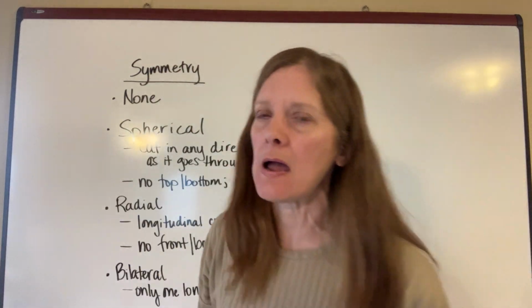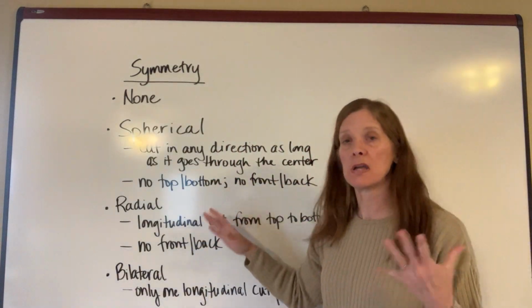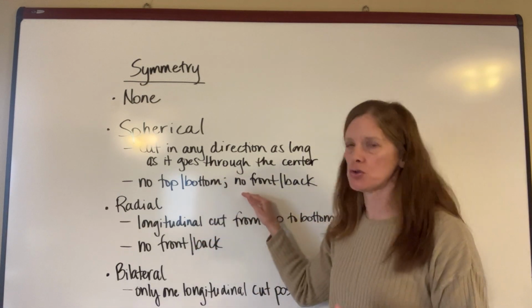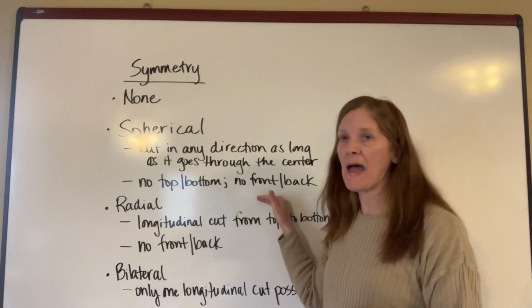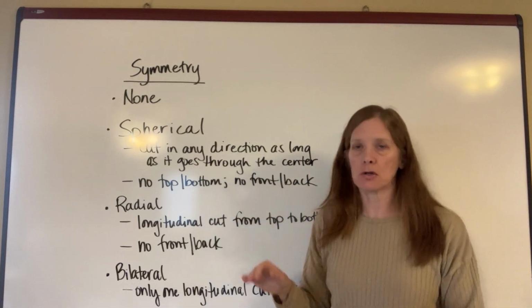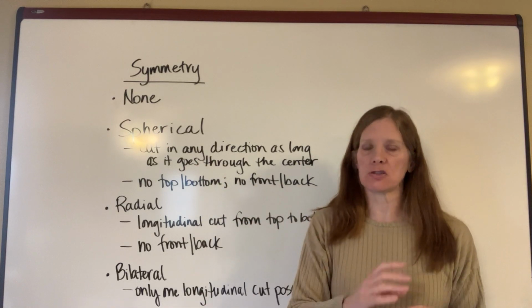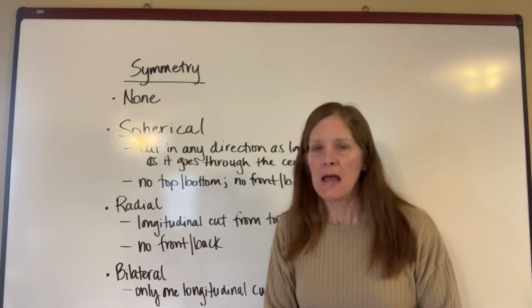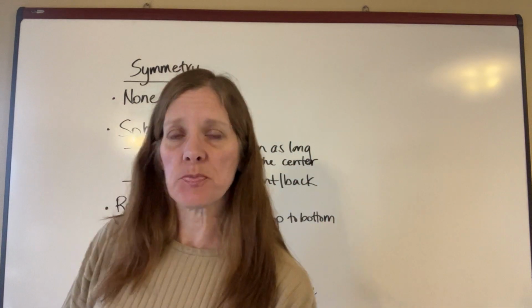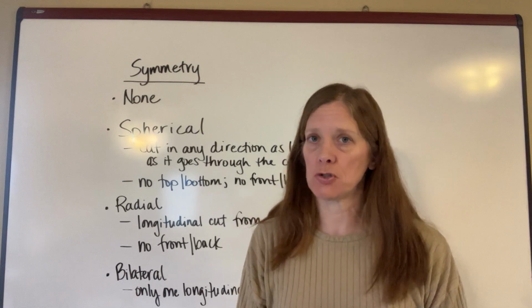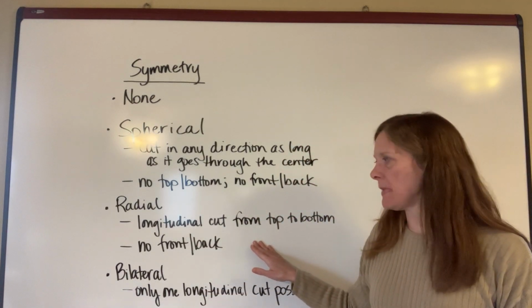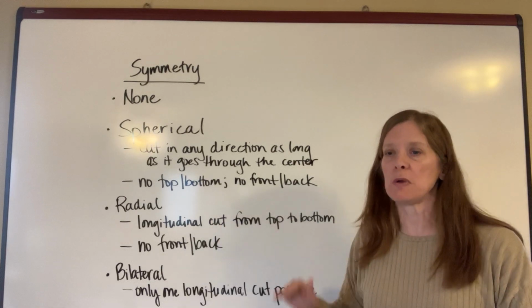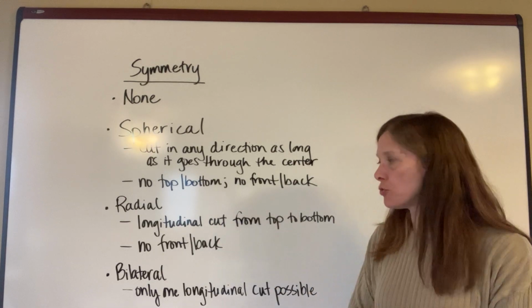So any object or any creature that has spherical symmetry is really not going to have a top or a bottom. They're not going to have a front or a back. So you're going to be able to cut it in any direction as long as you go through the center. Now, that's a little bit different than something that's going to have radial symmetry. If it has radial symmetry, I'm only going to be able to make a longitudinal cut, which means I'm going to cut from top to bottom.